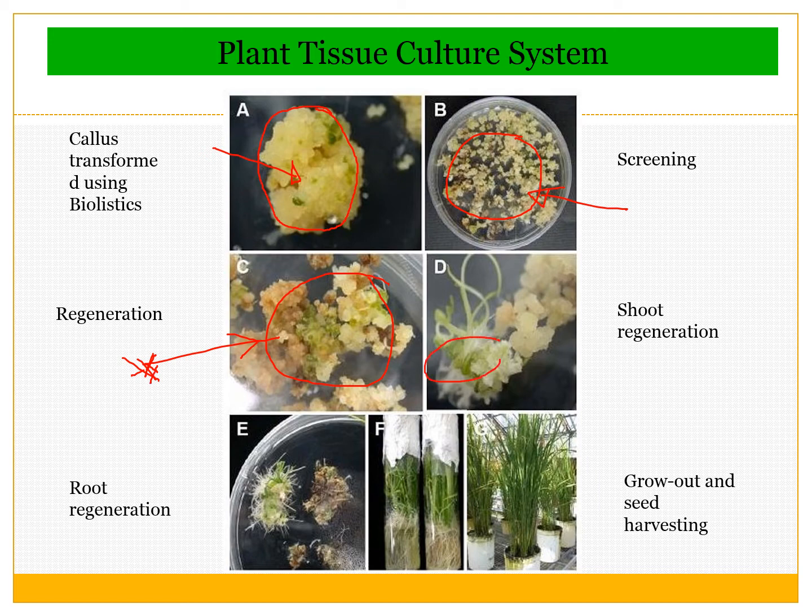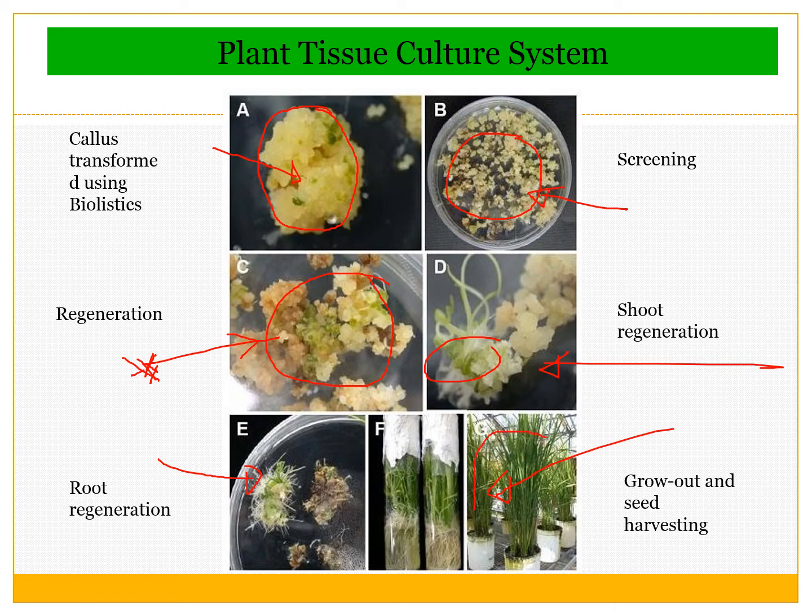Then you get shoot regeneration, which you can induce in tissue culture using a phytohormone combination. You induce the roots, and finally you get the grow out and the harvesting of seeds. This is the basic procedure for the transformation of plants.